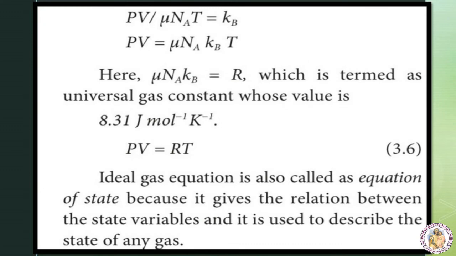Now here mu N_A K_B is equal to R, which is termed the universal gas constant. So instead of writing mu N_A K_B, we can write R. R is the universal gas constant, and its value is 8.31 joule per mole per kelvin. So PV is equal to RT is the final equation.